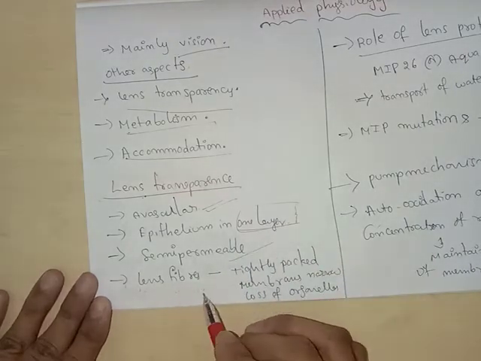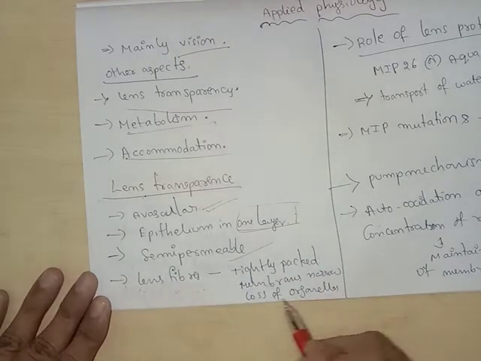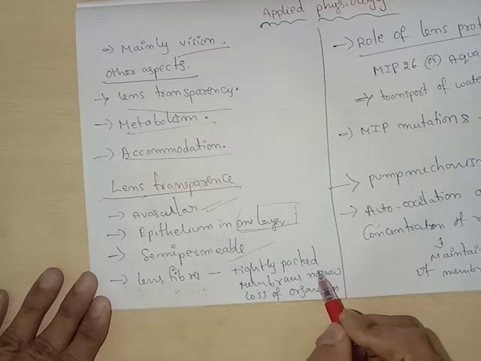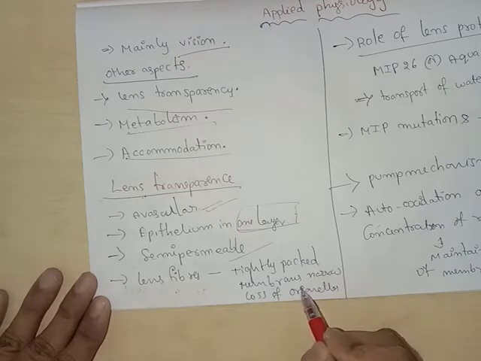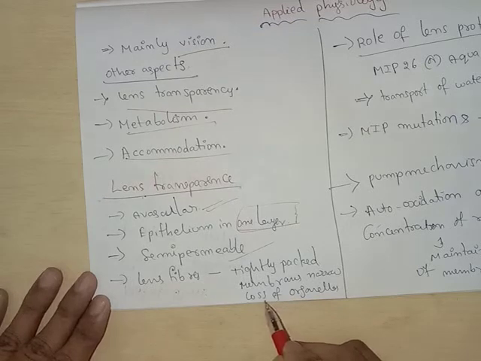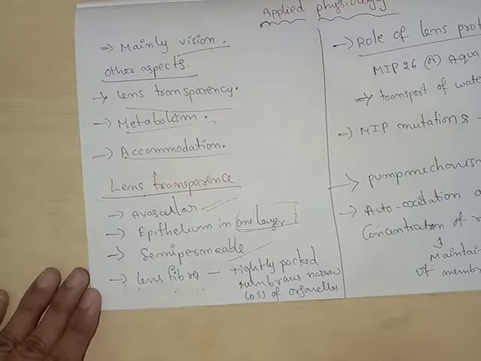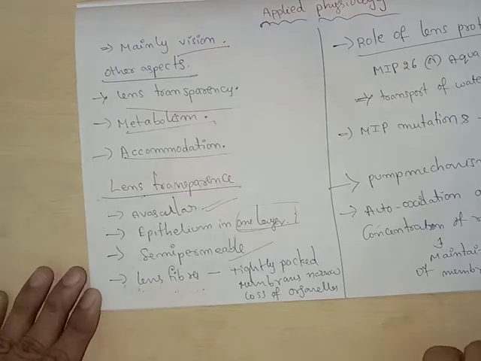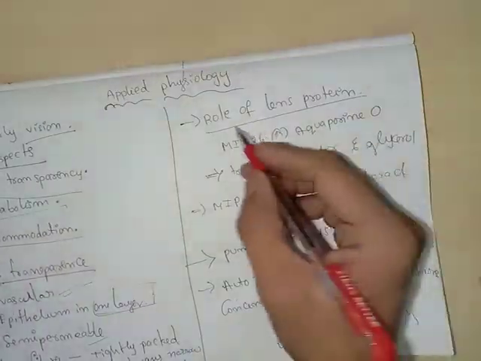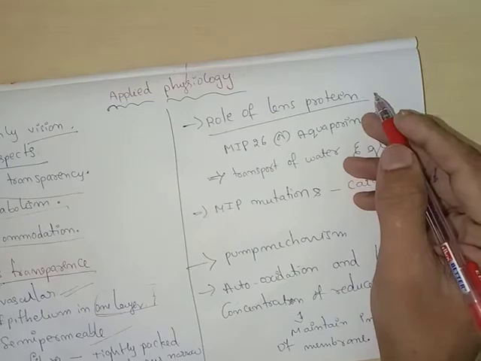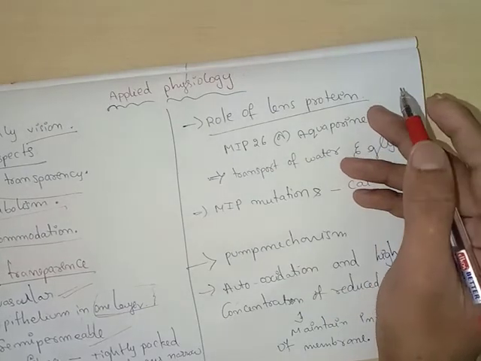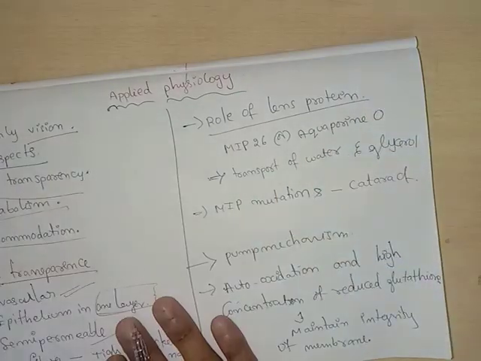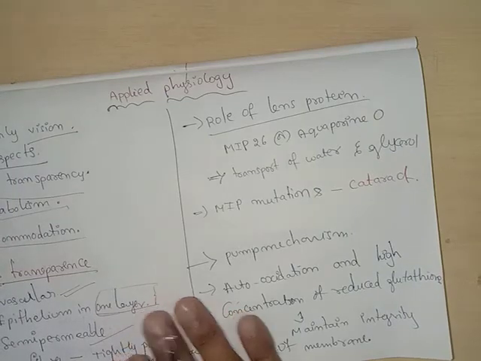Semi-permeable lens fibers are tightly packed and membranous. The fiber's intercellular space is very narrow, and the organelles of the fibers are lost. If all these things were present, they would interfere with the lens transparency. Next, the role of the lens proteins. Like other cells and organs, the lens also has some proteins. These are the lens proteins.